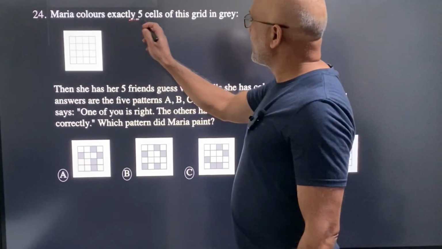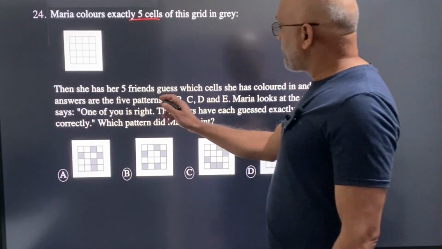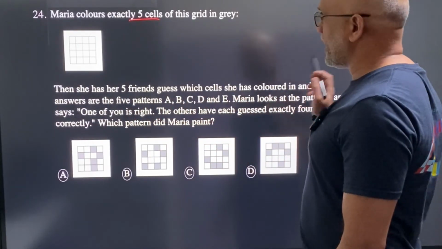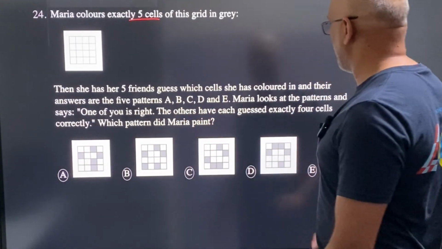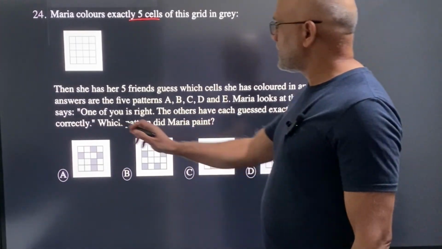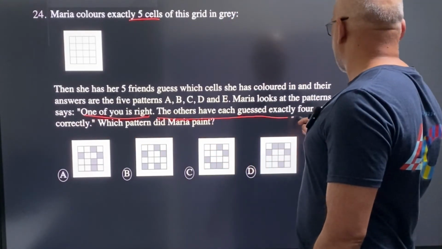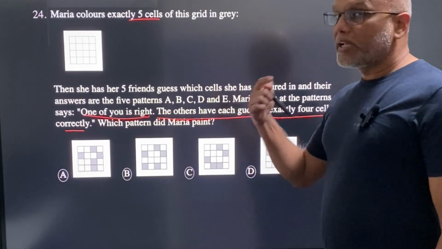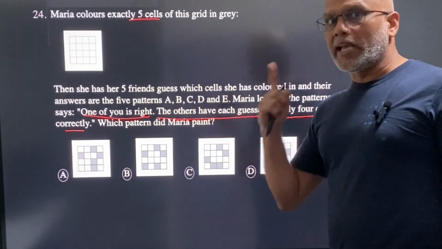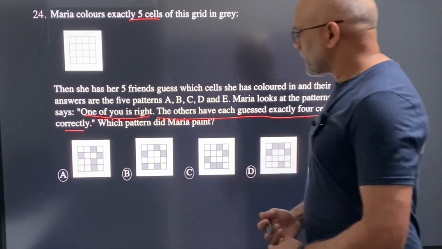Maria colors exactly 5 cells of this grid in green. Then she has her 5 friends guess which cells she has colored in, and their answers are the 5 patterns A, B, C, D, and E. Maria looks at the patterns and says, one of you is right. The others have each guessed exactly 4 cells correctly. So the others have guessed 4 cells correctly and 1 cell wrong. Which pattern did Maria paint?